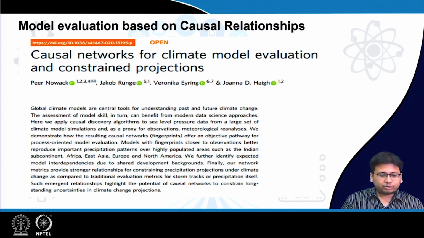We demonstrate how the resulting causal networks, or the fingerprints, as they call it, offer an objective pathway for process oriented model evaluation. Models with fingerprints closer to observations better reproduce important precipitation patterns over highly populated areas such as the Indian subcontinent, Africa, East Asia, Europe and North America.